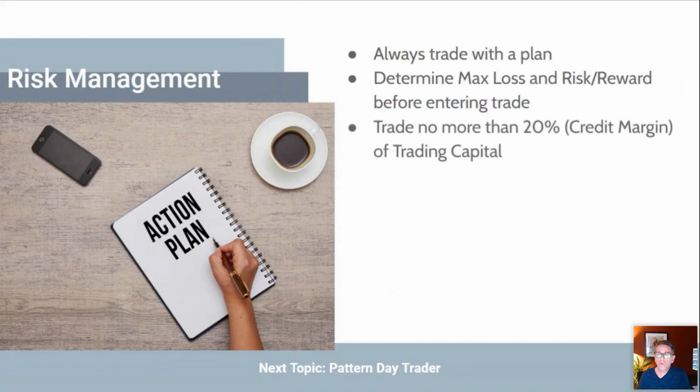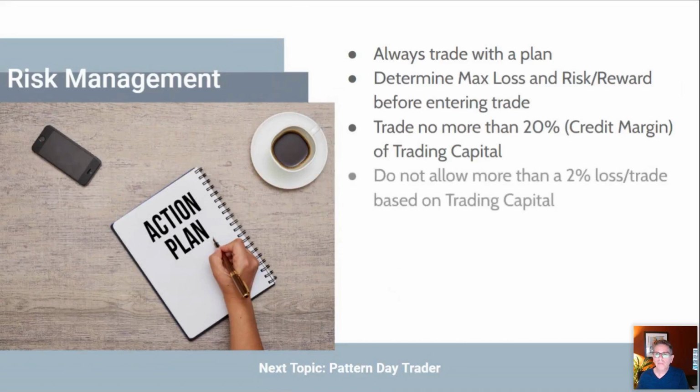Number 3, you want to trade no more than 20% of your credit margin at risk. So if you have a $10,000 account, you really don't want to trade more than 20% or $2,000 in that account when you're making your trades, because credit spreads require a lot of margin at risk, and you don't want to overdo it. Also, you don't want to go more than 2% loss in your total trade capital.